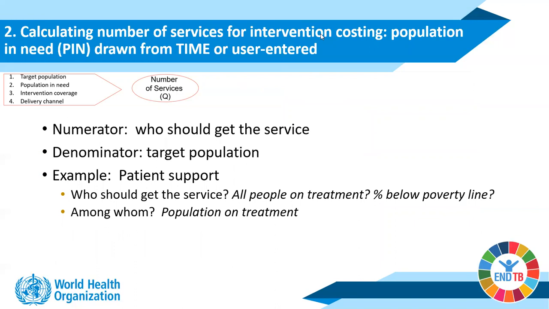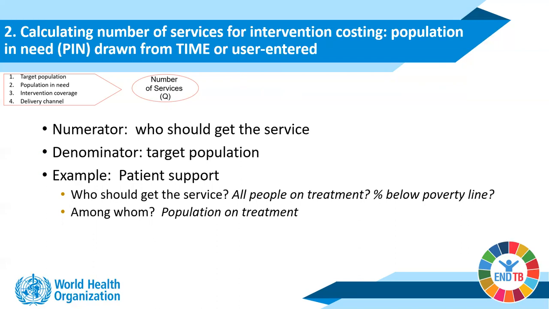The second point in that calculation, again, is the population in need, or what we call the PIN. The numerator in calculating the PIN is who should get the service from amongst the denominator of the target population. So again, I go back to my example of patient support, where we ask who should get this service. Is it all people on treatment, the percent below the poverty line, those with a low BMI, and then among whom? This might be a denominator of the population on treatment.